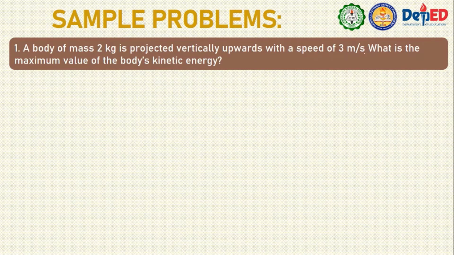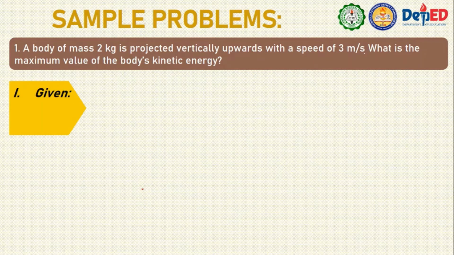Let's have sample problems. Number 1. A body of a mass 2 kilograms is projected vertically upwards with a speed of 3 meters per second. What is the maximum value of the body's kinetic energy? Let's solve this problem using the 5 steps. Step 1. Identify the given. So in the problem, we have a mass of 2 kilograms. So you write, mass is equal to 2 kilograms. And also, we have here the speed of the body, which is 3 meters per second. So you write, speed is equal to 3 meters per second.